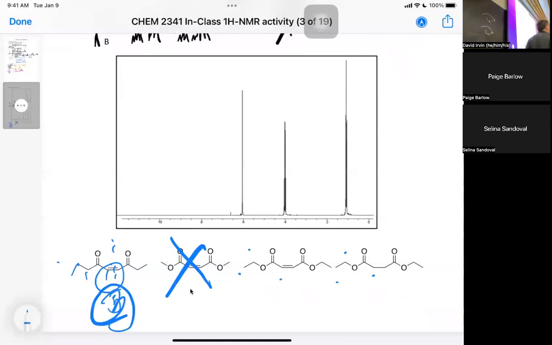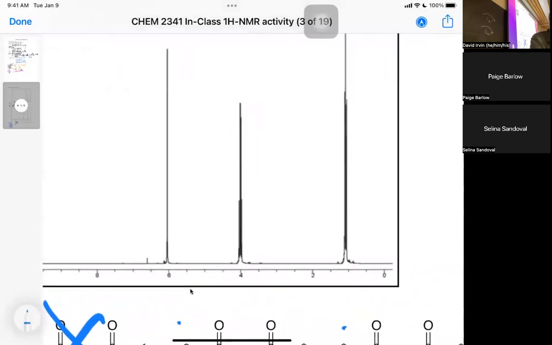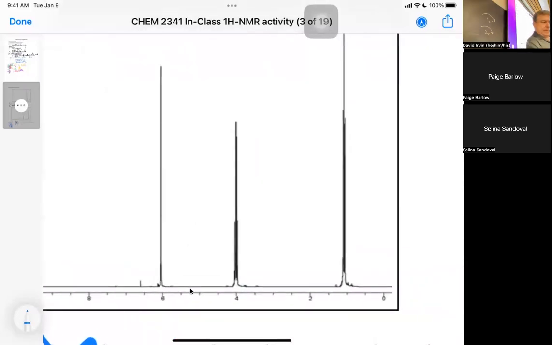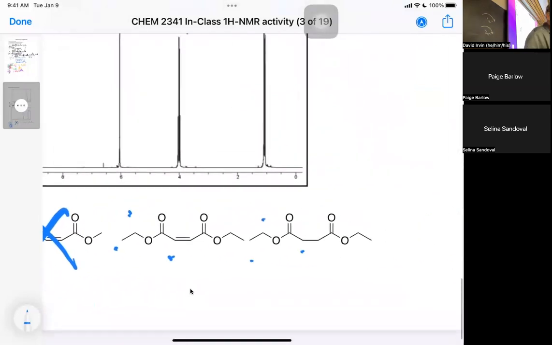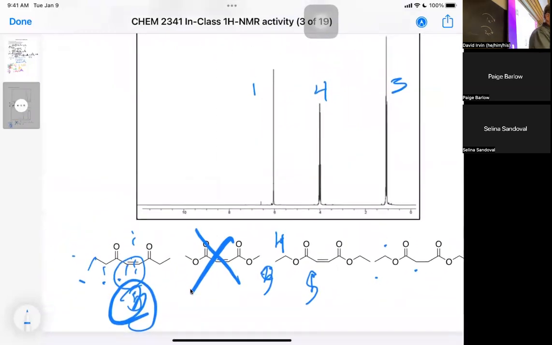Okay, can we eliminate one of these choices automatically? Let's look at our spectrum, okay? All right, we have a singlet. This looks like a quartet. This is a triplet. This is a singlet. Okay, so let's look at splitting here. This is going to be a singlet, a quartet, and a triplet. This is going to be a triplet, a quartet, and a singlet. This is going to be a triplet. This is going to be a quartet. This is going to be a singlet. This is going to be a triplet, a quartet, and a singlet.